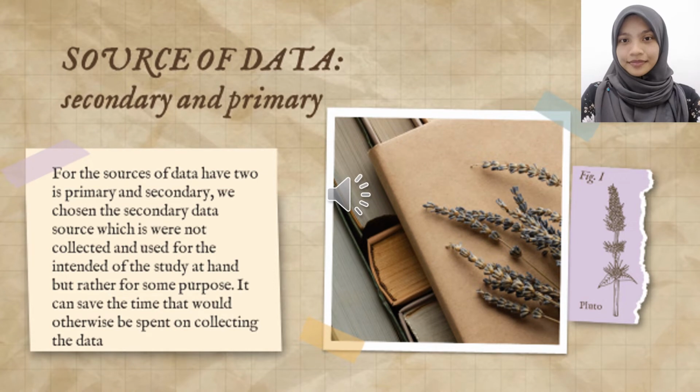For 1.2, we have two kinds of data, primary and secondary. We chose the secondary data source, which was not collected for the intended purpose of the study at hand, but rather for some other purpose. It can save the time that would otherwise be spent on collecting the data.